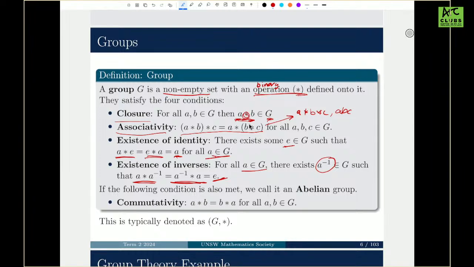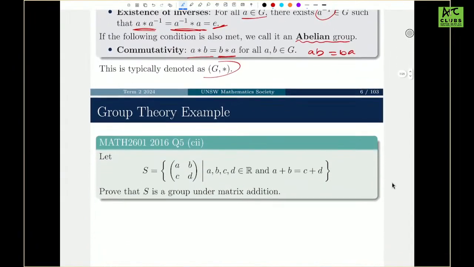Okay, and then there's another thing called an abelian group. If you have commutativity of the operation for all elements, then we call that an abelian group. But usually for normal groups, we can't say AB equals BA. Only for abelian groups can we say that. We typically denote a group using this tuple: the set, comma, the operation.